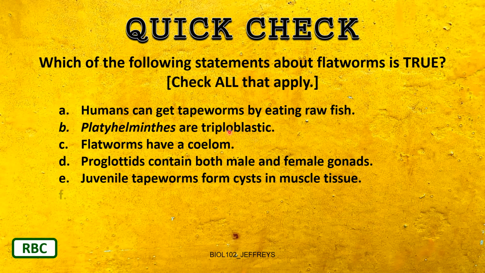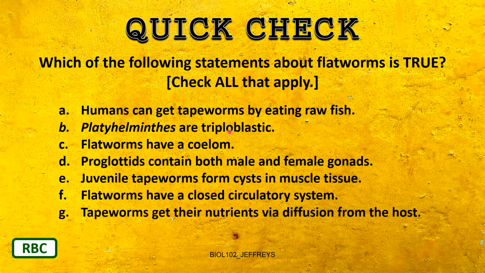Oh, I checked these off, right? Oh, there's the last one. Flatworms have a closed circulatory system. Okay. Tapeworms get their nutrients via diffusion from the host. So humans can get tapeworms from eating raw fish. Platyhelminthes are triploblastic. Now, flatworms have a coelom. Remember, a coelom is that gut space. So flatworms do not have a coelom. They are acoelomates. So that's not true.